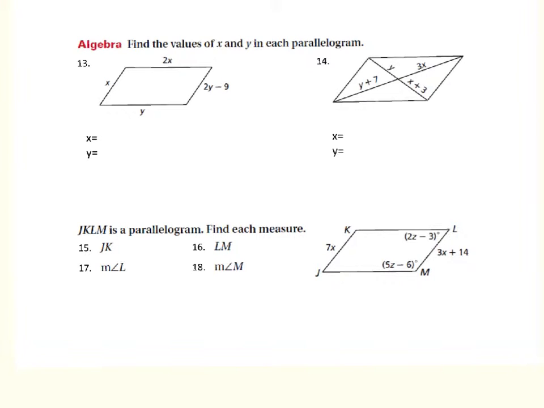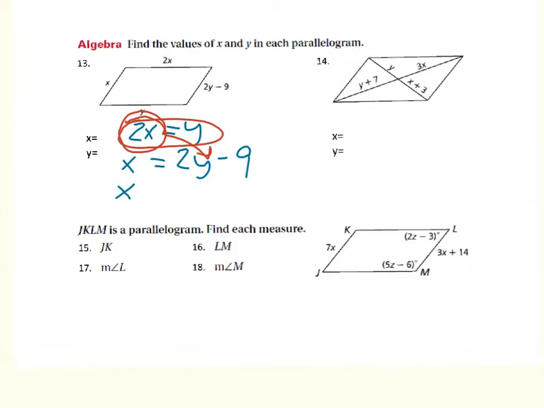Okay, number 13 asks us to find the values of X and Y in each parallelogram. So they do tell us it is a parallelogram. Since we're working with the sides, that means I know that the two opposite sides are congruent. So that makes 2x equal to y, and that makes x equal to 2y minus 9. Well, I have two different equations and two variables. What I notice is that y equals 2x, which means I can use substitution. That means I can replace y in the other equation with 2x.